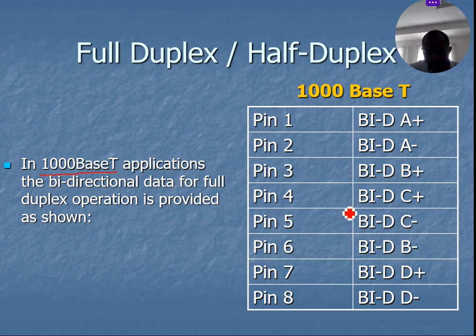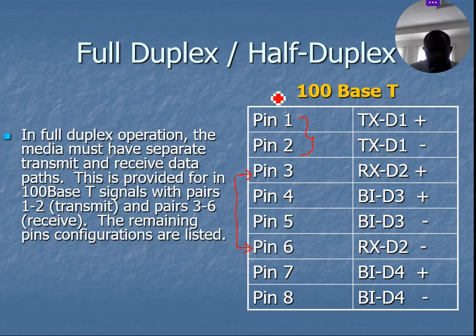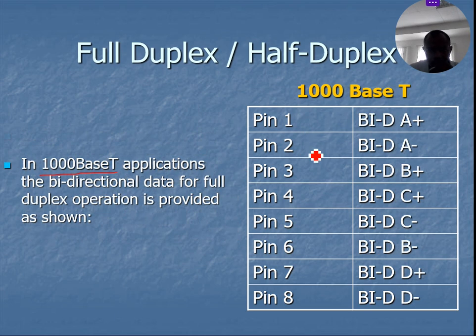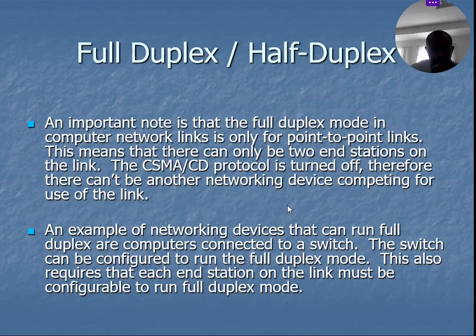You remember the one we just talked about was for 100BASE-T, but when you increase the operating speed, then they are all bidirectional. They are all pins 1, 2, 3, 4. Any of them can be used to transmit, and any of them can be used to receive. That's what we mean by bidirectional.